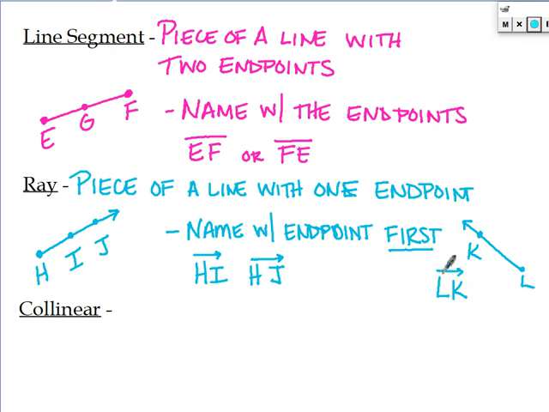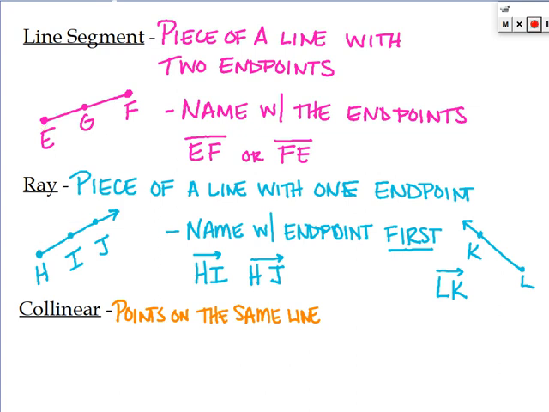Okay? And the last one, collinear. Okay? Collinear just means points on the same line. That's all it means. So if you see that word collinear, that just means points that are on the same line. So E, G, and F up here, those are collinear. They're on the same line. But F and I and H, H, I, F are not collinear because they're not on the same line. So E, G, and F are, H, I, and F are not.